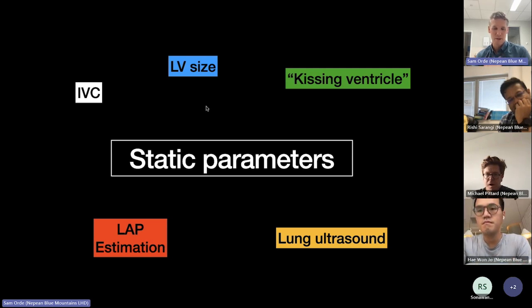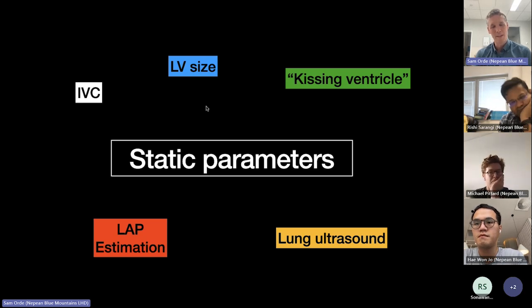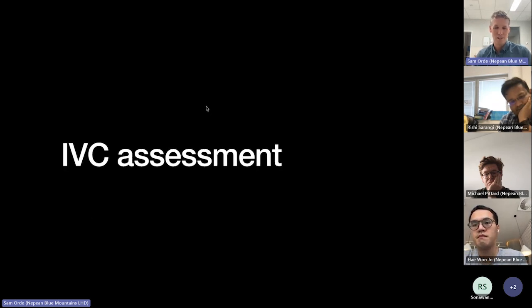I certainly know that I've been guilty of this with echo. Echo takes time, and sometimes when we're doing something and we don't go back and check what we've done, we can miss things. So I guess what we should be doing with static parameters is assessing it in time, and then maybe it can become more useful. But as we look at the literature, this is just what static parameters talk about, just assessing these at one point in time. So start with the IVC.